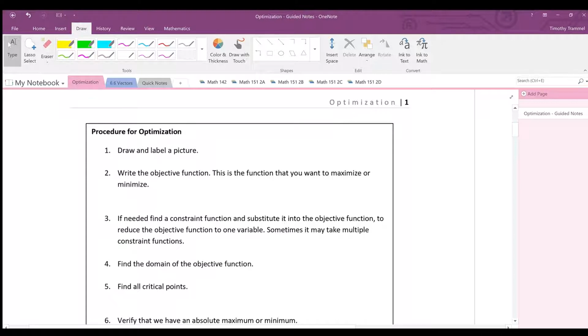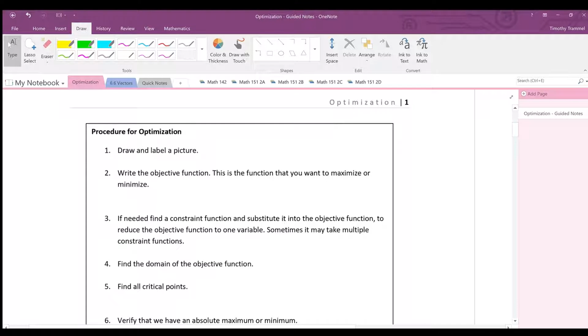That objective function will often have multiple independent variables. The constraint equation will allow you to reduce it to one independent variable so that you can take your first and second derivatives. Okay. And constraints pop up pretty naturally.